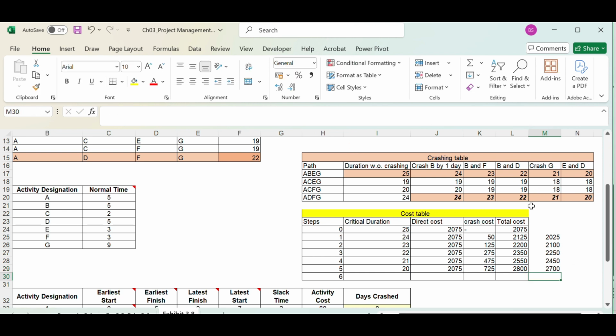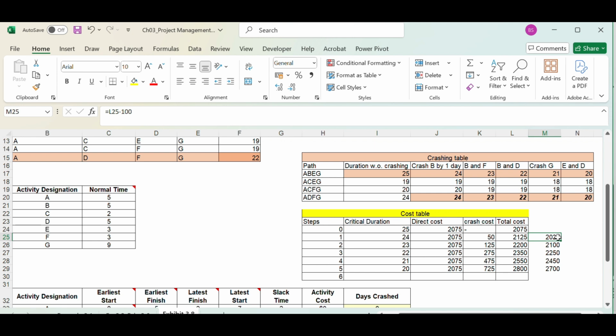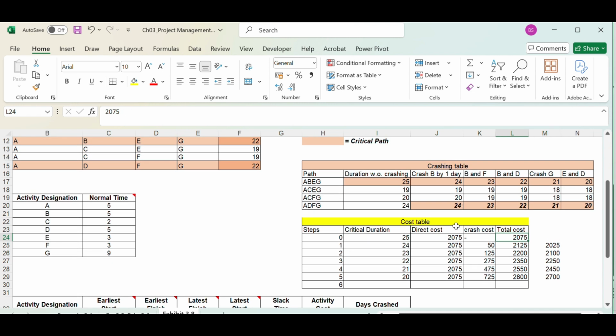So here you can see that it started from 2075 without crashing, and the total cost reduced to 2025 after crashing the first point, and when we crash the second one, the total cost increased to 2100. So maybe we can say that crashing the first one, crashing B by 1 day, is the optimal crashing schedule, because when we crash B and F the second time, the total cost is increasing from the initial cost with no crashing, because 2100 is greater than 2075. Therefore, we can stop at this point.